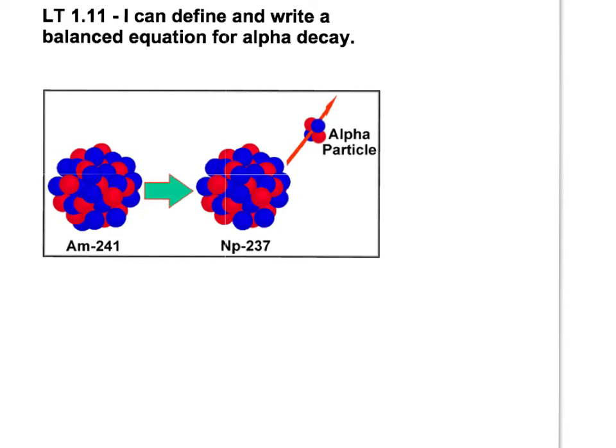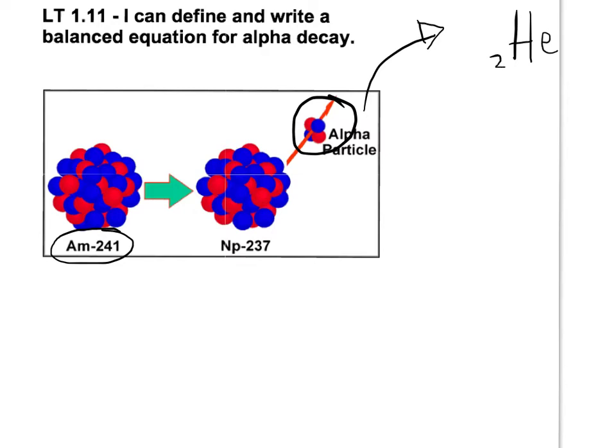Learning target 1.11. I can define and write a balanced equation for alpha decay. So alpha decay occurs when an unstable radioactive nucleus, for instance americium-241, decays and emits what we call an alpha particle. An alpha particle is just a helium nucleus, so helium with an atomic number of 2 and a mass of 4.